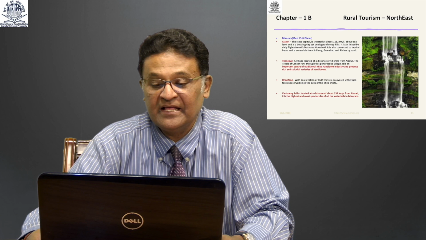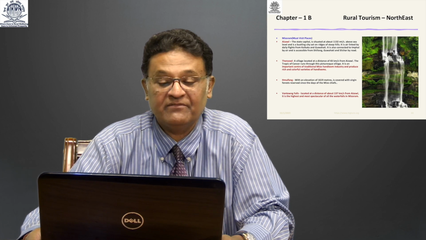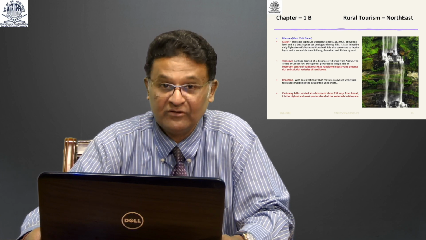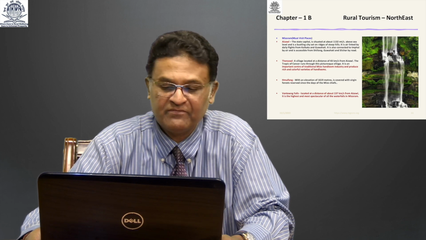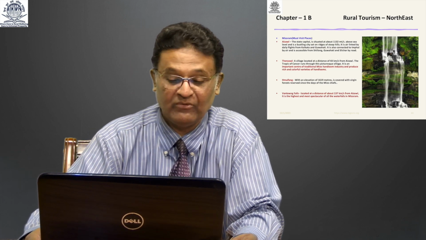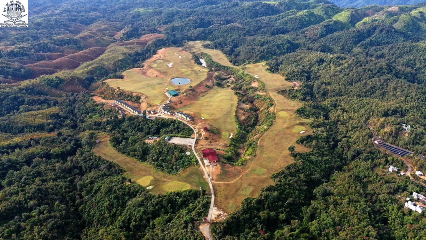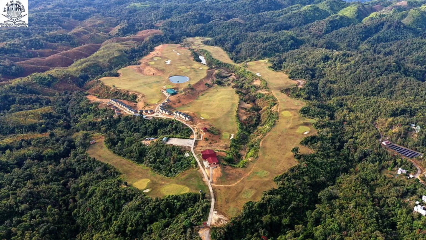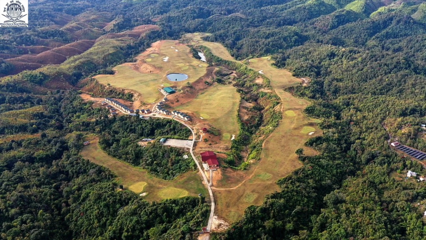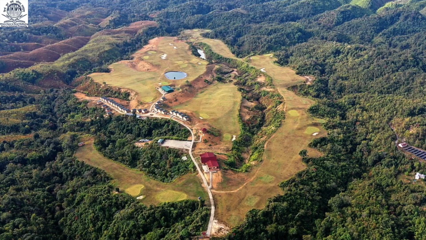It's a bustling city, and daily flights are available from Kolkata and Guwahati. It's also connected to Imphal by air, and it is accessible from Shillong, Guwahati and Silchar by road. Another must-see place in Mizoram is Tenzol, a village located 43 kilometers from Aizol. The Tropic of Cancer, as we say, Tropic of Cancer and Tropic of Capricorn, runs through the picturesque village.